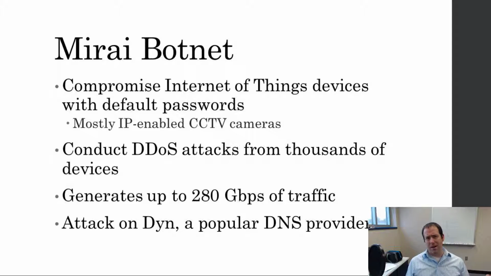The numbers I last saw had 50,000 devices. And these 50,000 devices generated up to 280 gigabits per second of traffic. Now, a really, really fast home internet connection is 1 gigabit per second, and probably less than 1% of our country has access to 1 gigabit per second of home internet. So 280 times that is what they were able to generate during this attack to take down something like the Dyn DNS provider.